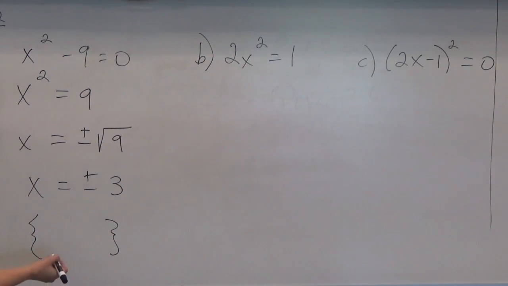Okay, so those are my curly braces. That's my set notation, and I would just list my answers inside. So -3, comma, +3.